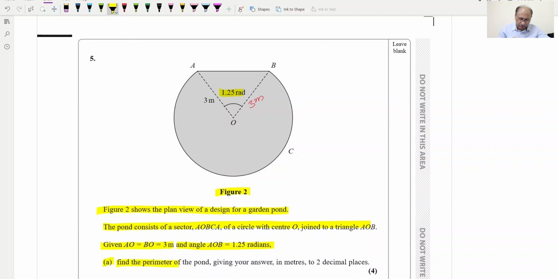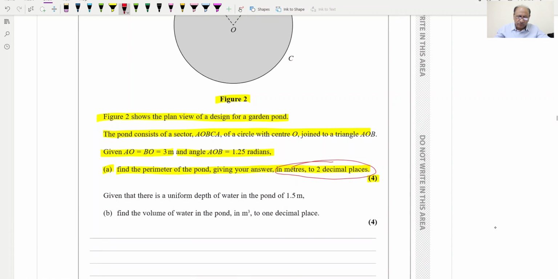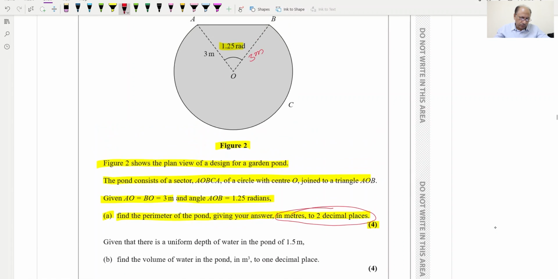Part a: find the perimeter of the pond, giving your answer in meters to 2 decimal places. So the answer should be in meters and rounded to 2 decimal places. For the perimeter we will be looking for the arc length. We require this whole arc, so arc AB is required.